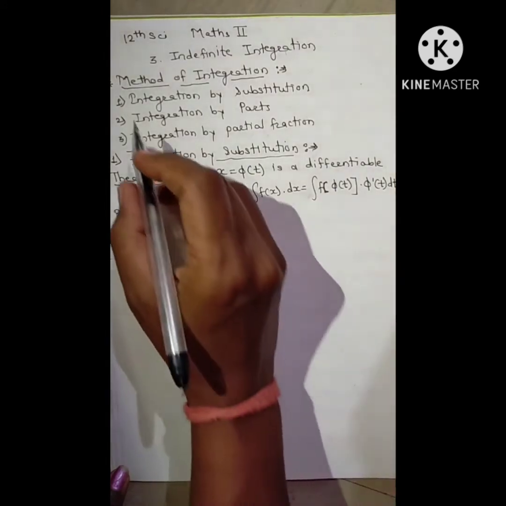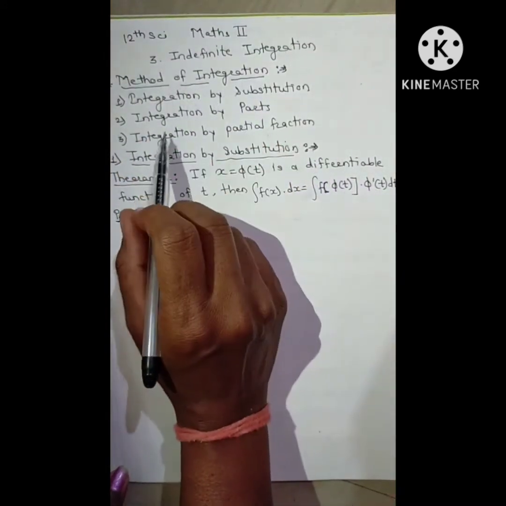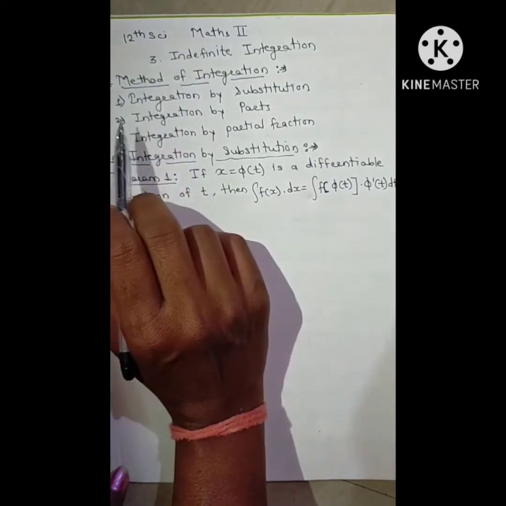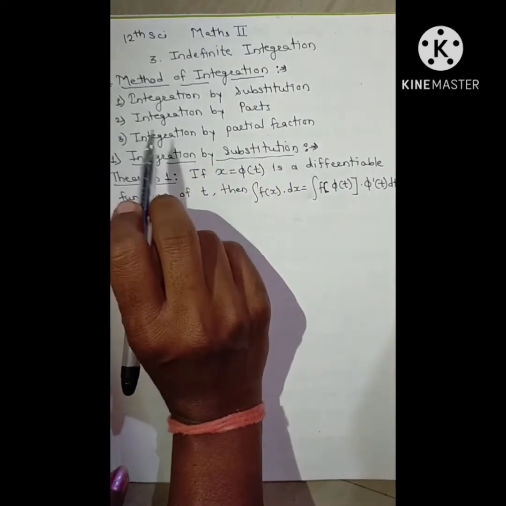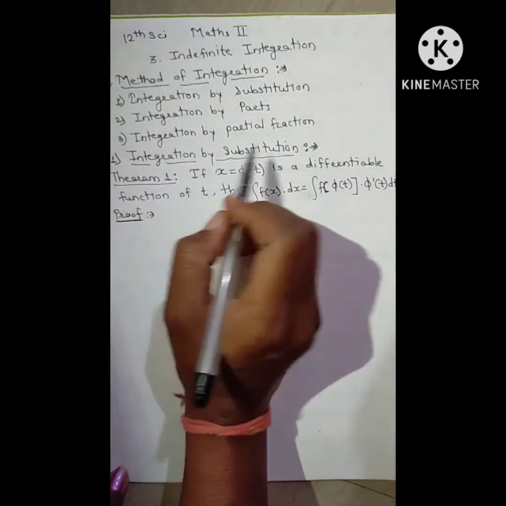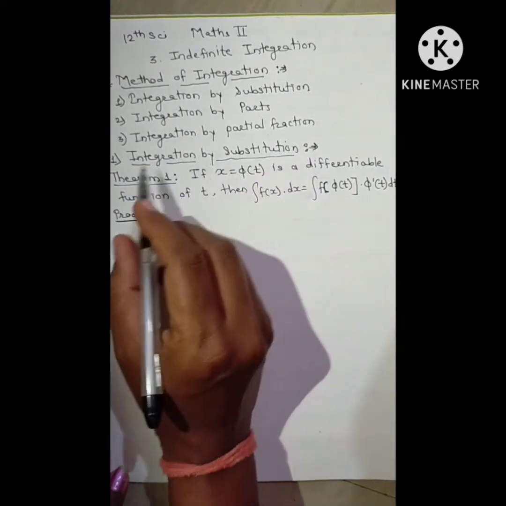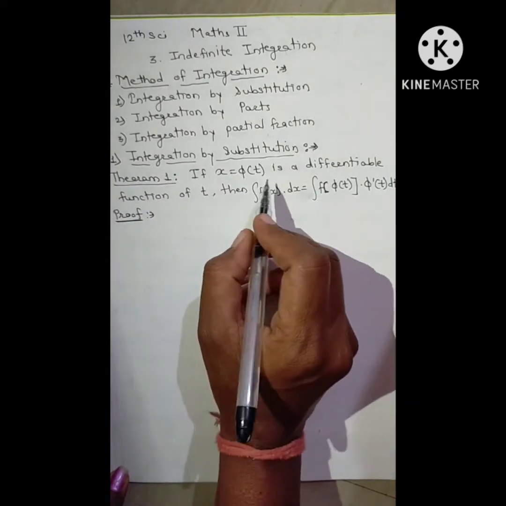In this chapter we are studying the methods of integration. Here three methods are given. First one is integration by substitution, second one is integration by parts, and third one is integration by partial fractions. First we see integration by substitution.